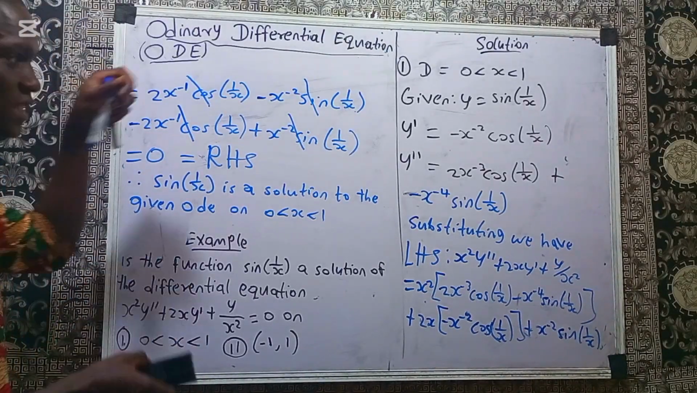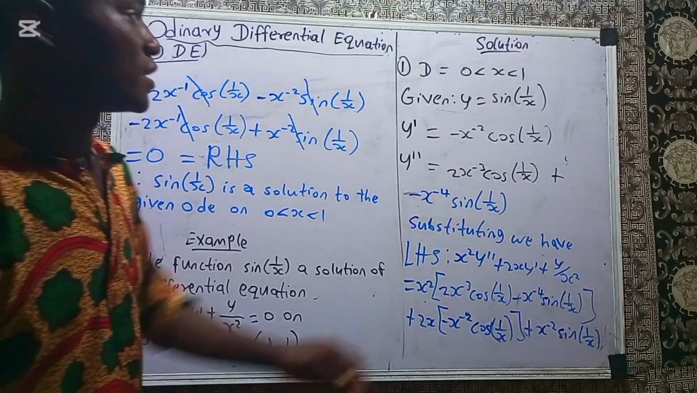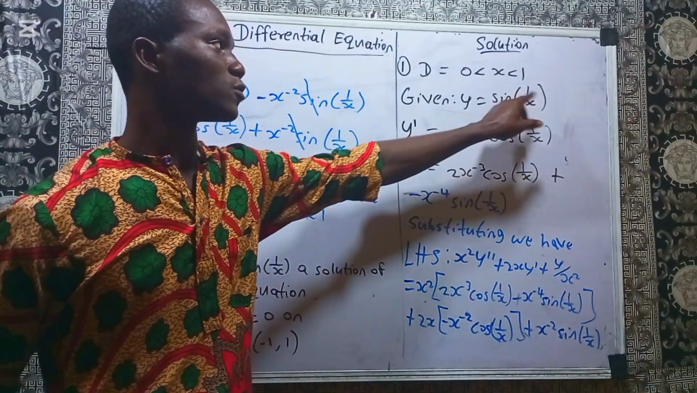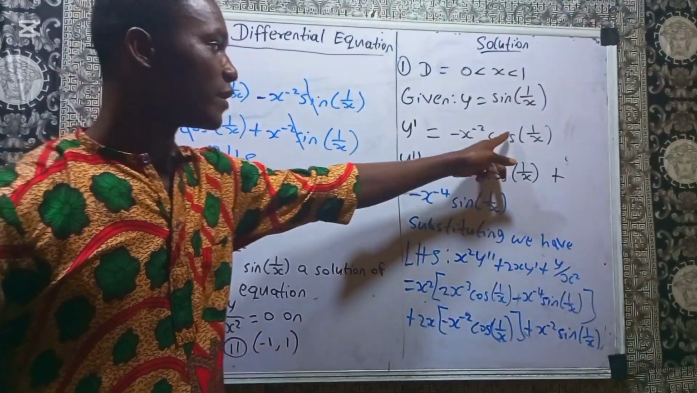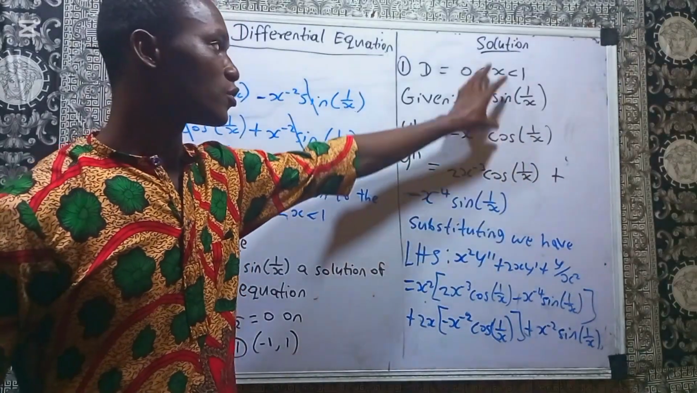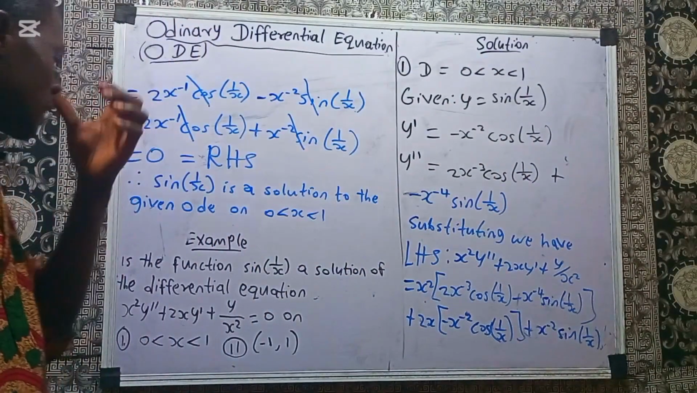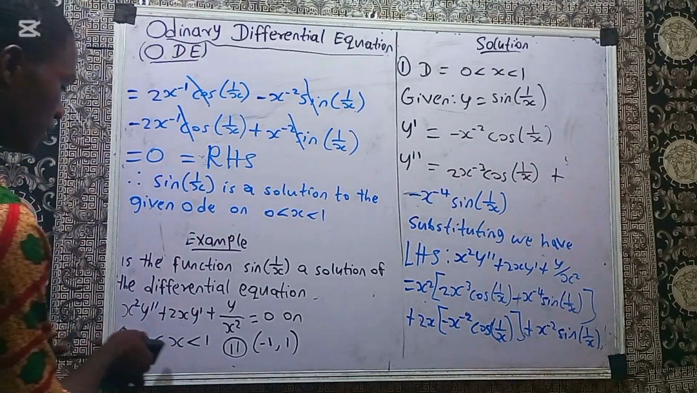Why is it a solution? It satisfies the ODE and it is continuous. This function is continuous on the domain. The derivatives too are continuous on the domain, right? As I explained earlier. So let's look at the second one.